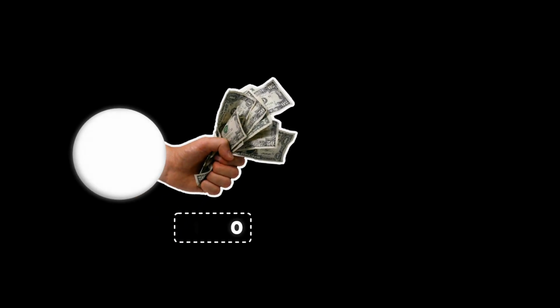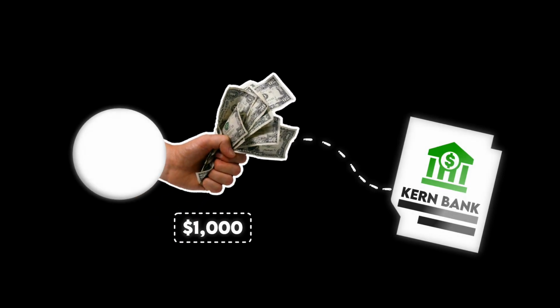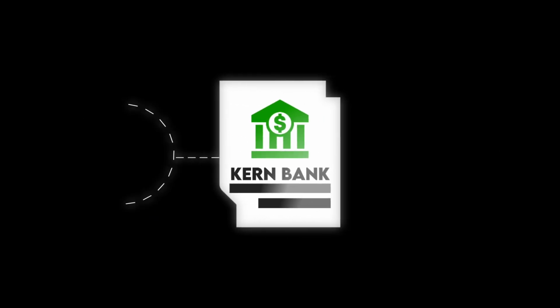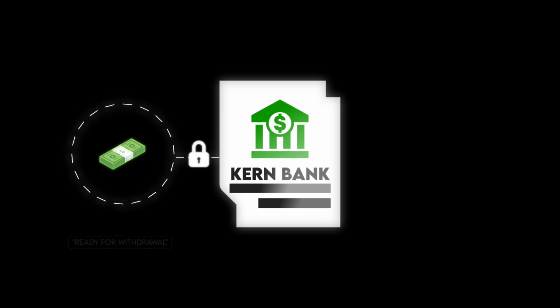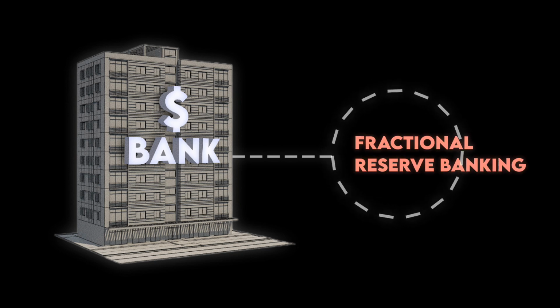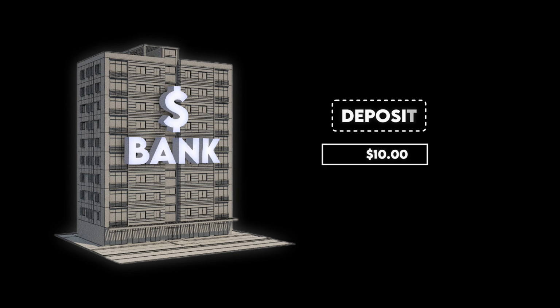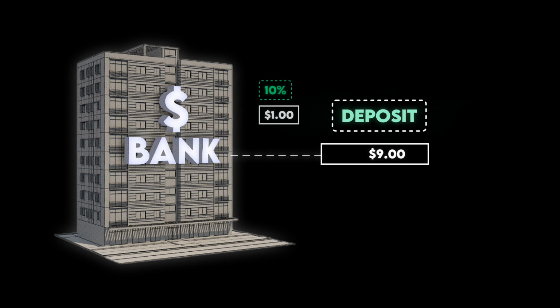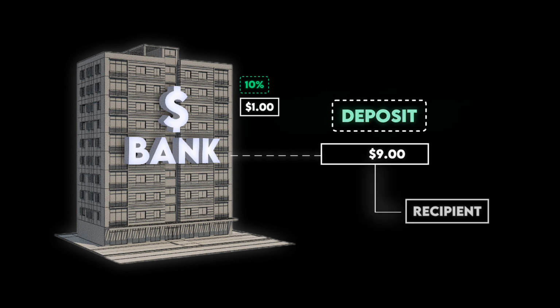Imagine you deposit $1,000 into your bank account. You might think the bank keeps all that money safe, ready for withdrawal. In reality, banks operate on a system called fractional reserve banking. This means they only keep a fraction of your deposit, say 10% in reserve, and lend out the remaining 90%.